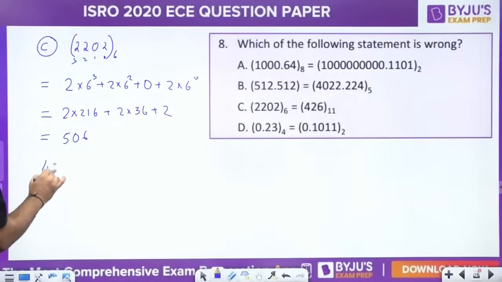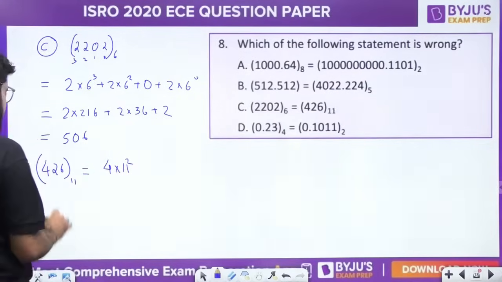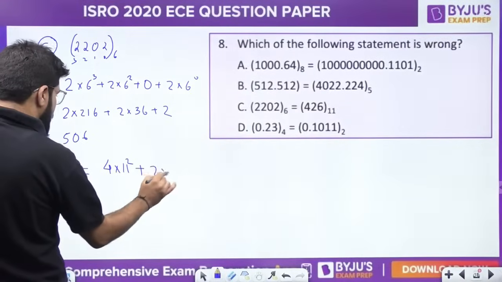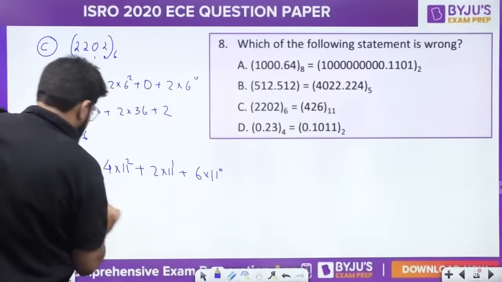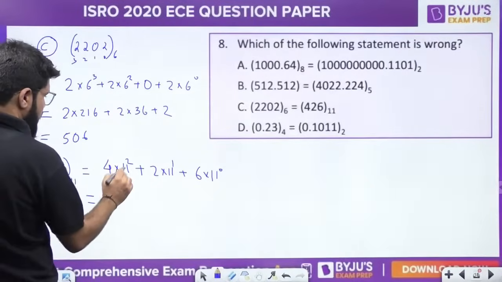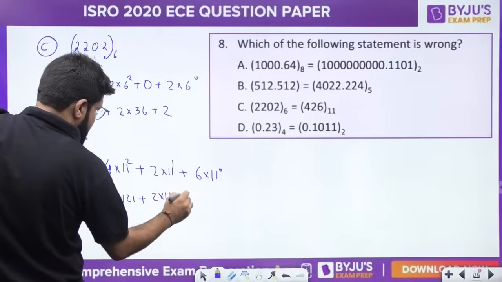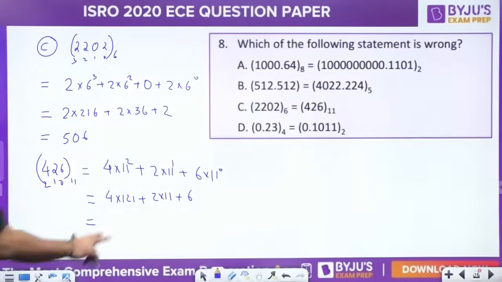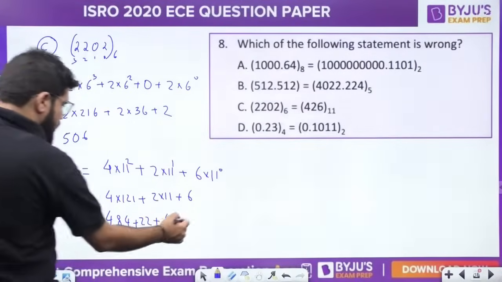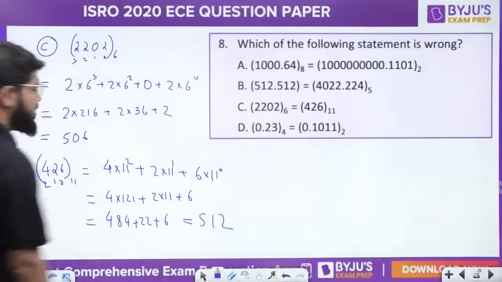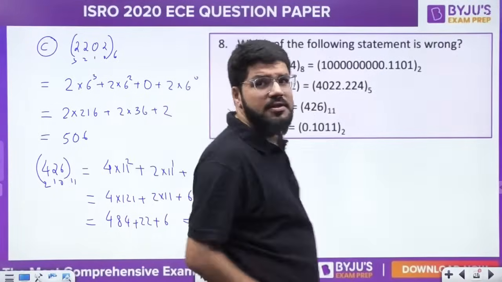Now, on the right hand side, I have 426, a number to the base 11. So this is 4 into 11 square, with positions 0, 1, 2, plus 2 into 11 raised to the power 1 plus 6 into 11 raised to the power 0. 11 square is 121. So 4 into 121 plus 2 into 11 plus 6. Is it going to be 506? Let's see. This is 484 plus 22 plus 6, which is 512. This is 512. The correct answer is C.